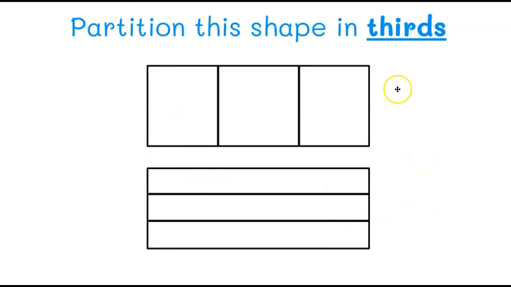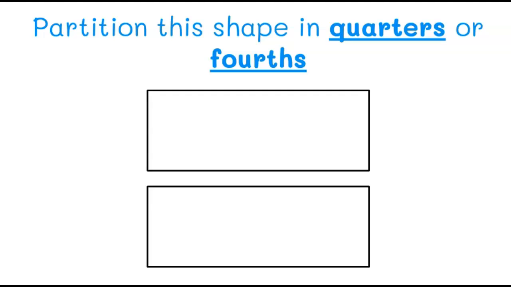So both of these shapes are partitioned or divided into thirds, and thirds have to be equal. Each part is the same. Simple as that. One more shape to go. The last shape we are going to do is fourths. They're all rectangles.